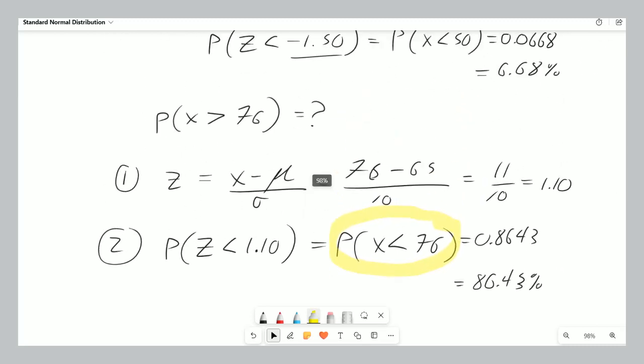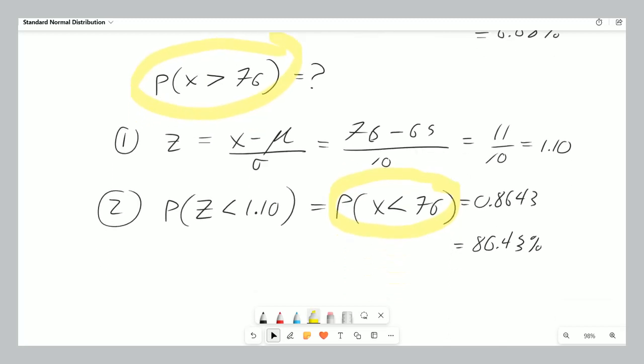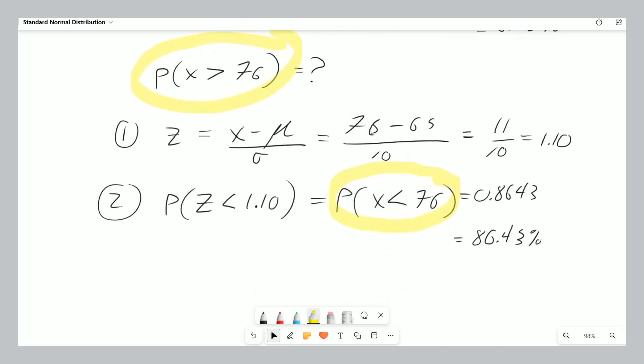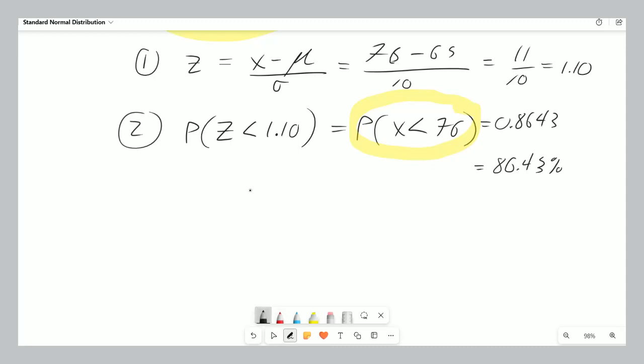We wanted the probability of x being above 76. So, that's not what we're looking for. But we can use it to get what we're looking for. Because the probability of x being above 76, well, that's just the probability of x not being below 76, right? Because remember, it's a continuous random variable, so you can't have x being equal to 76. So 1 minus the probability of x being below 76.